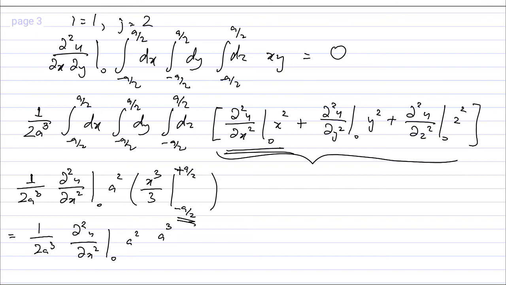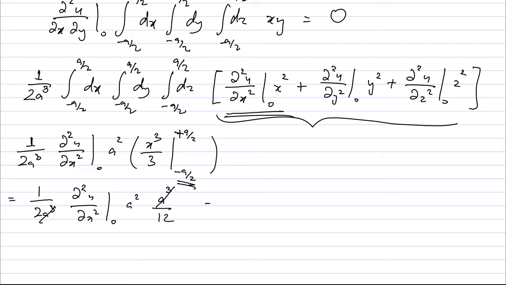Okay. This a cube cancels this a cube and you're left with essentially this thing as the double derivative of the scalar field with respect to x evaluated at the origin, at the point that we are looking at, multiplied by a square.